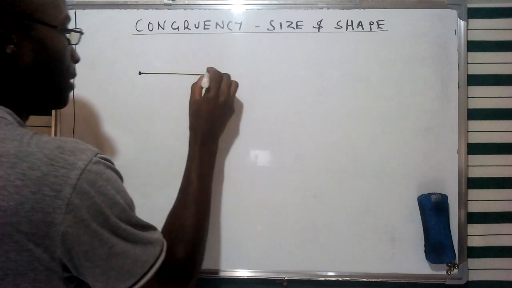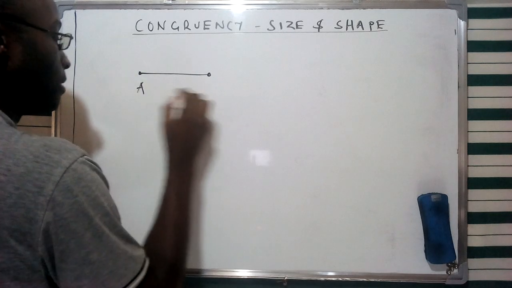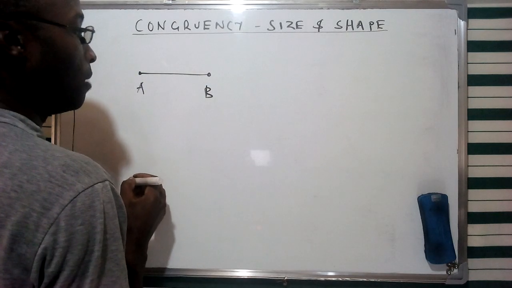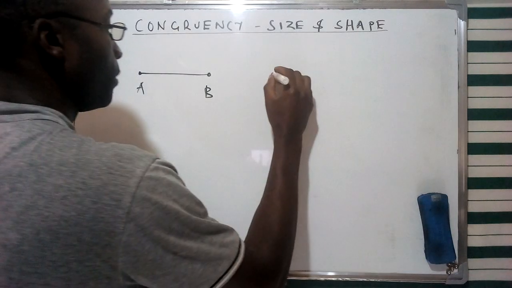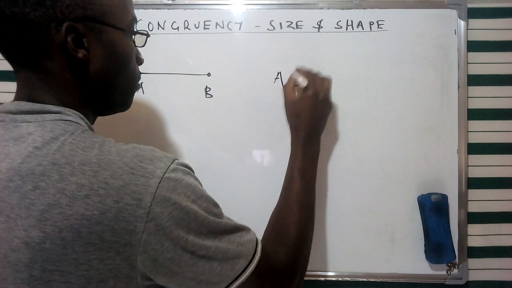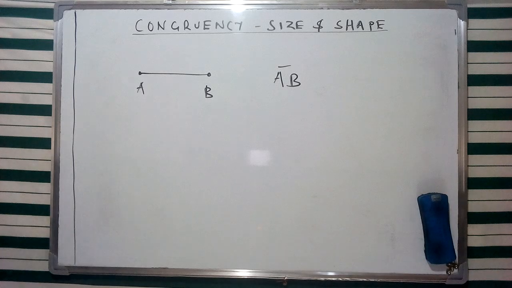I'm going to use a line segment, which we can describe as a segment or an extension between two endpoints A and B, and we denote this using AB with a bar over it.